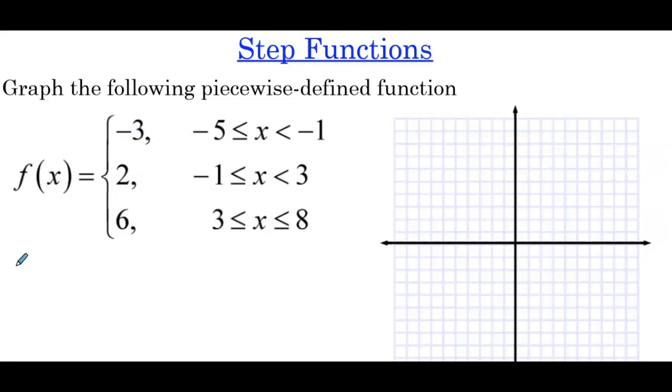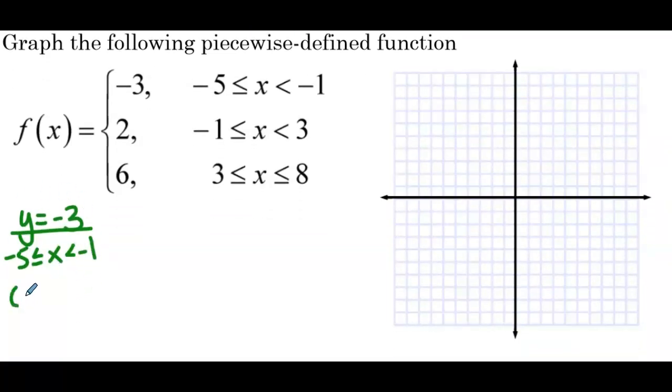Our first piece, we're going to graph y equals -3 on the restricted domain, -5 is less than or equal to x, which is less than -1. Okay, so we'll get 2 points on this line. So the first point is -5, -3, right? When x equals -5, y is -3. Second point is -1, -3, coming from the other side of our restricted domain. We'll plot those 2 points. So -5, -3, closed point. -1, -3 is going to be an open point because x is not equal to -1. And we connect those 2 points with a horizontal line.